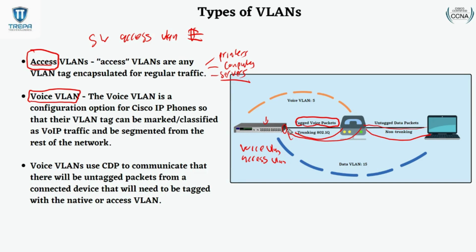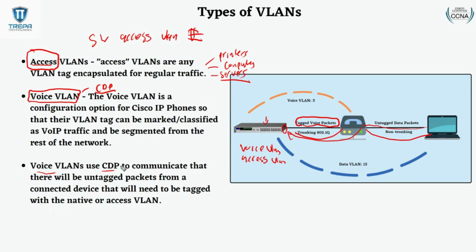So if you're using a VoIP system that isn't Cisco, but you have Cisco switches, you wouldn't really need to use that voice VLAN because, one, it uses the Cisco Discovery Protocol to discover there's a Cisco VoIP system there. So it's really just not compatible. Like we say here, voice VLANs use CDP to communicate that there will be untagged packets from a connected device that will need to be tagged with the native or access VLAN.